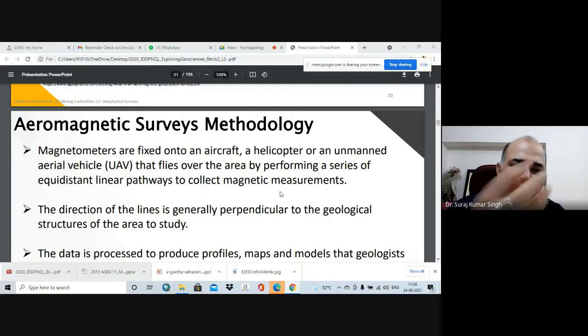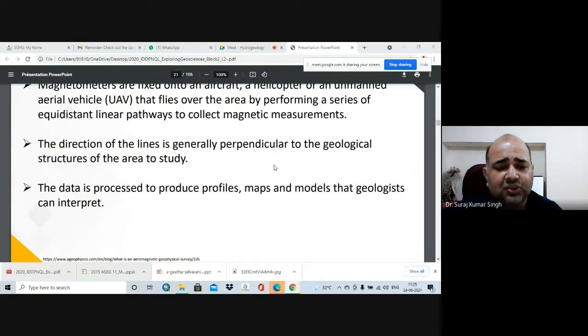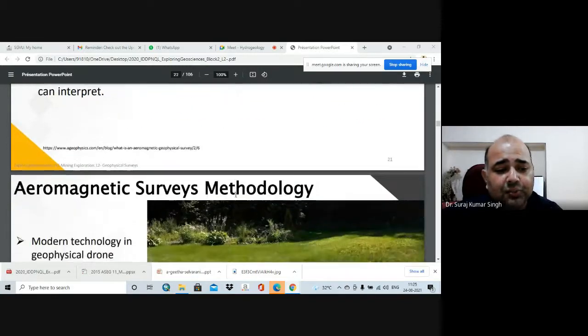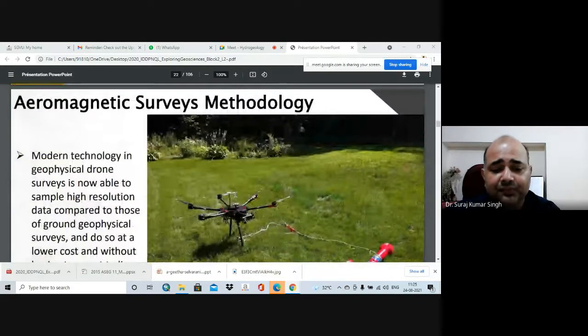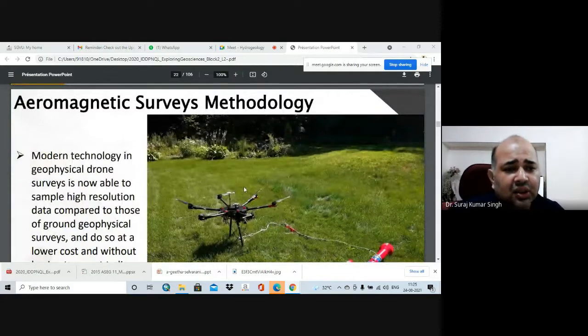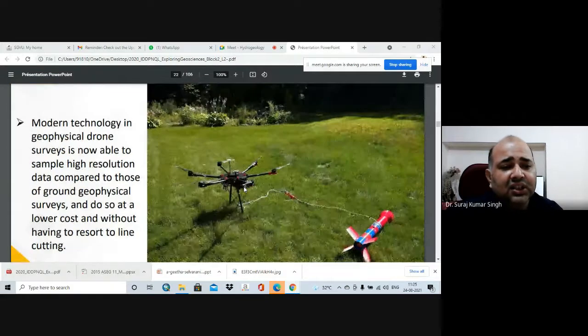So we put a sensor, and it continuously measures your area of investigation, and thereafter those data are processed in your computer, in your software, so as to get the maps and models where the geologist can predict the various properties, the anomalies, and finally you can go for investigation. The latest method that we are using is geophysical, is drone based surveys.